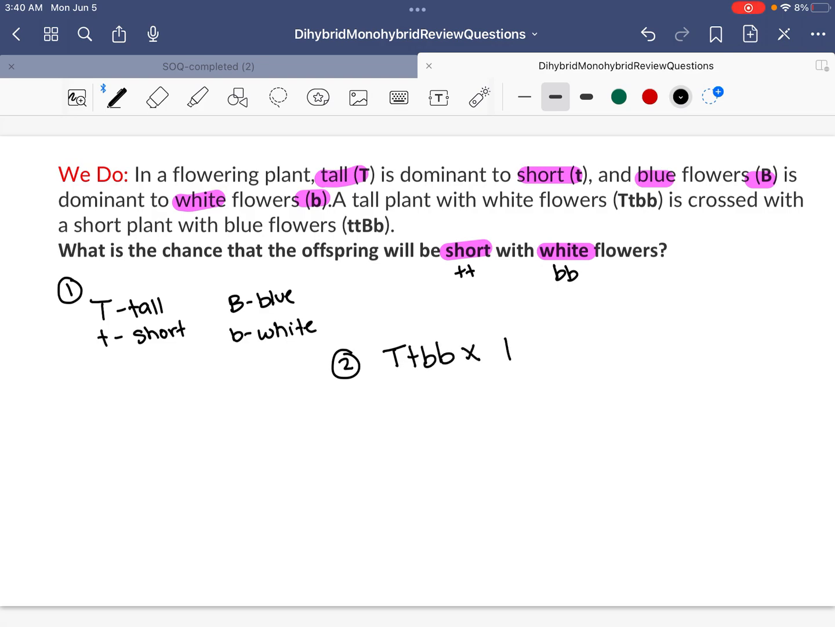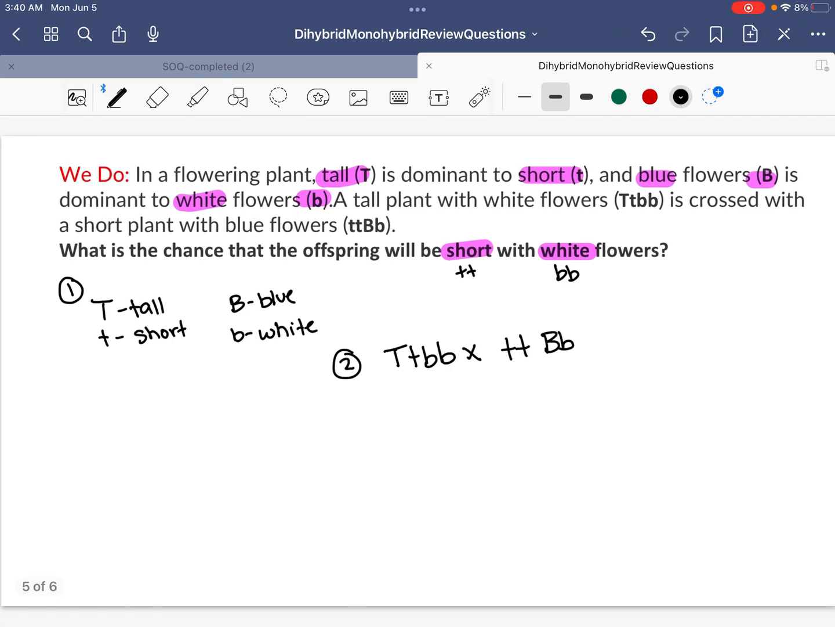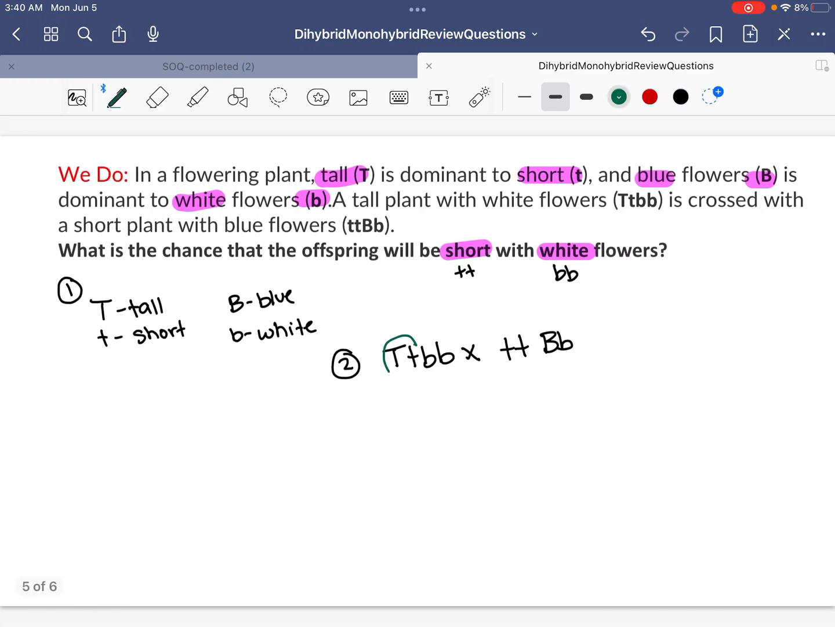Next step, I'm just simply writing the parents. So I'm making that cross very quickly. Please remember to split them up. So I'm doing a dihybrid cross, but I like to split them up by the same trait. That's the way that you should be writing this. So again, I'm going with height first, and then I'll go with color.